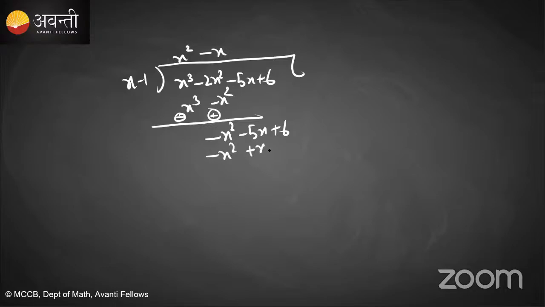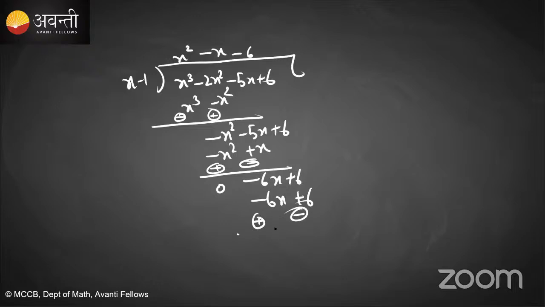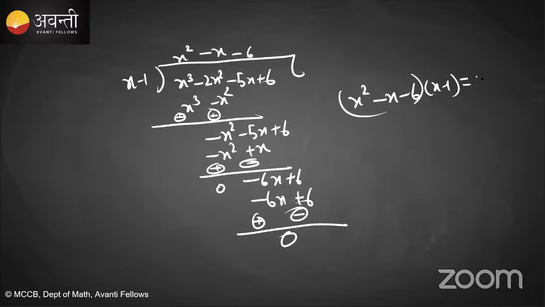So this will become minus x square minus 5x plus 6, then minus x square plus x. Again subtract, so minus becomes plus and plus becomes minus, so x square minus x square is 0. Minus 5x minus x is minus 6x plus 6, then this multiplied with minus 6 gives minus 6x plus 6. Again subtract, and this is again 0, right? So it means x square minus x minus 6 into x minus 1 gives x cube minus 2x square minus 5x plus 6.